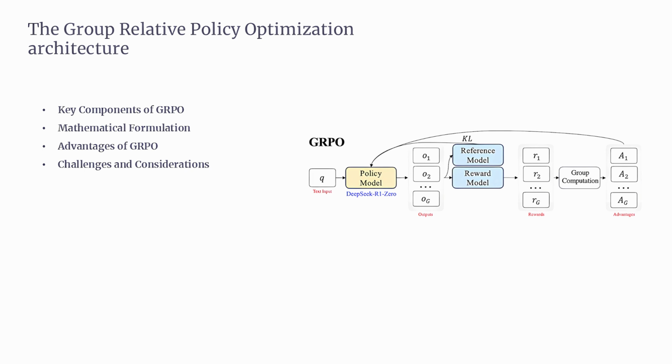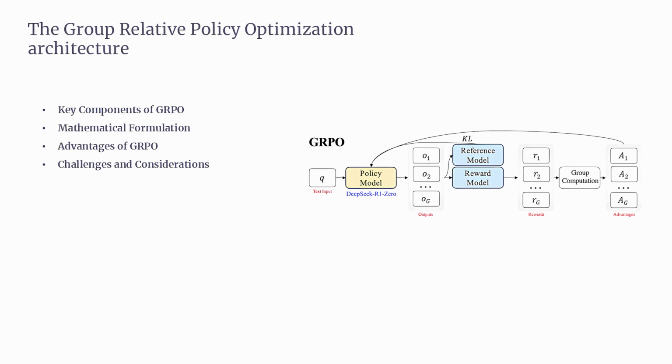The fourth, challenges and considerations. 1. Variance in group rewards. If the group size is small, the mean reward estimates can have higher variance, which might affect stability. 2. Dependence on reward model quality. The performance of GRPO is heavily influenced by the quality of the reward model used to score the responses. A poor reward model can degrade the effectiveness of the algorithm.